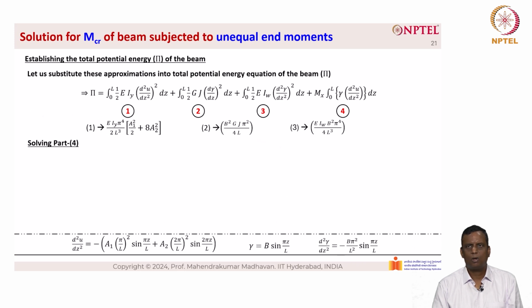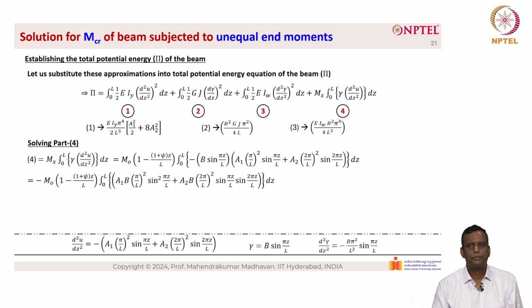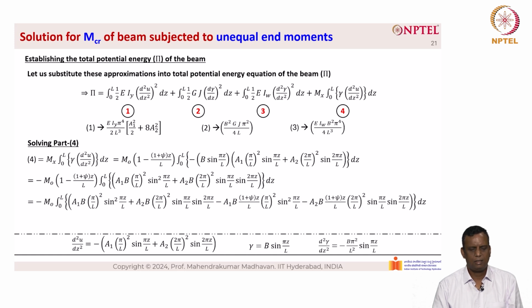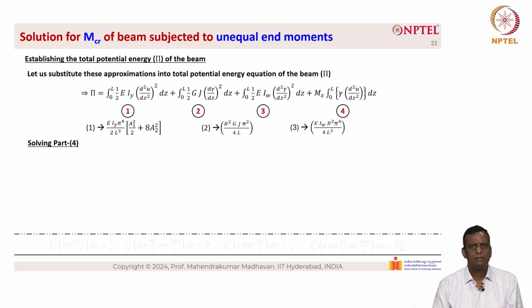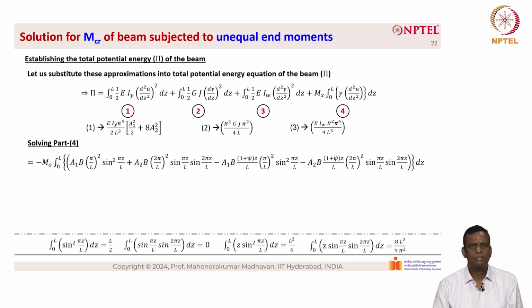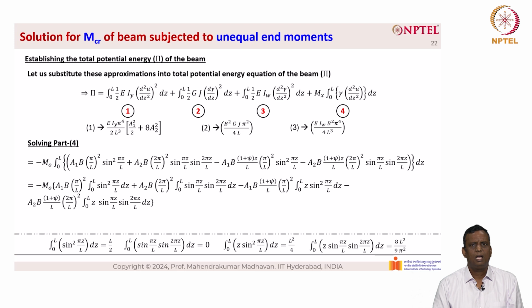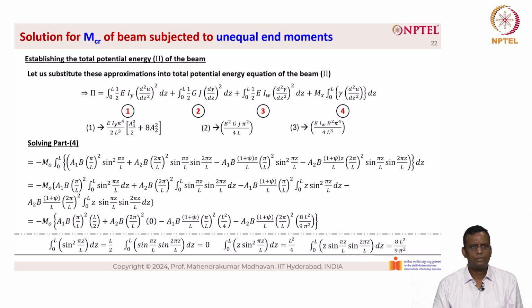Now let us solve part 4 of the equation, which is Mx into 0 to L gamma into d square u by dz square into dz. Now when we substitute it, we have a big equation here. We can expand this equation, as you can see, by multiplying both the terms. And after that, we can simplify this further. It's a big long equation. This basically is an algebraic manipulation, and we can simplify this furthermore, as you can see here.